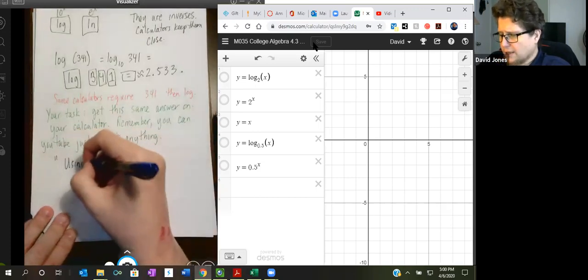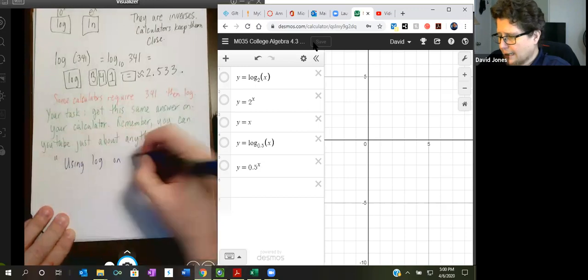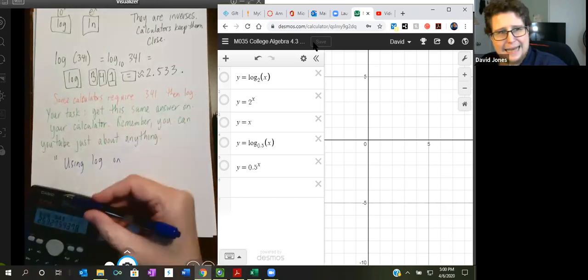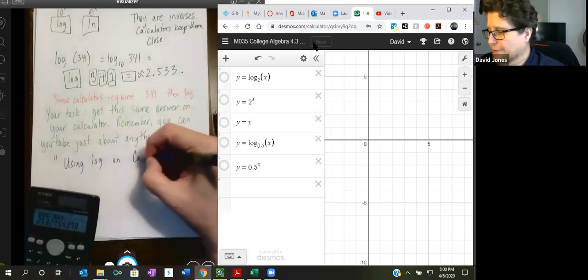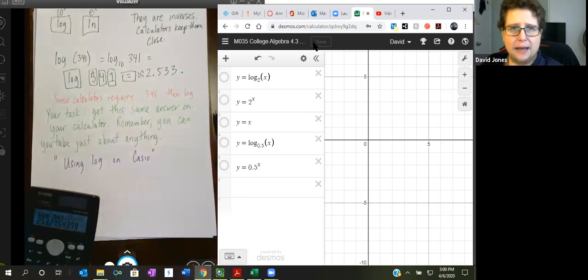Using log on, my brand is Casio. I could type that in. There's got to be a video, at least one, showing me how to do it on a calculator. If you don't know how to do it, use the internet. Don't just play helpless. You're not helpless. I get a lot of students that play helpless, like they can't figure it out.